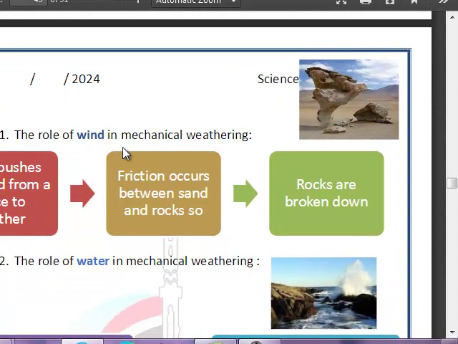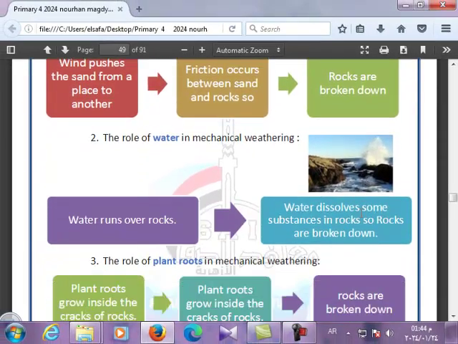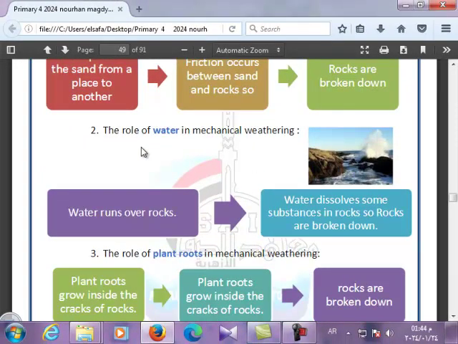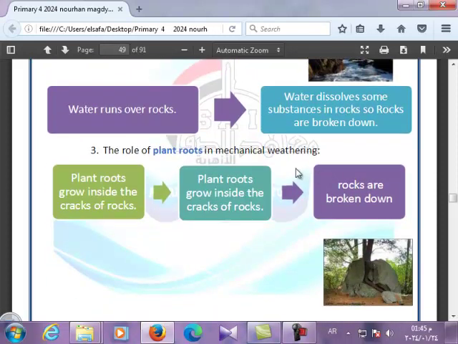The role of wind in mechanical weathering: wind pushes the sand from one place to another. Friction occurs between sand and rocks, so rocks are broken down. Number 2, the role of water in mechanical weathering: water runs over rocks and dissolves some substances in them, so rocks are broken down, like in this photo of coastal rock.